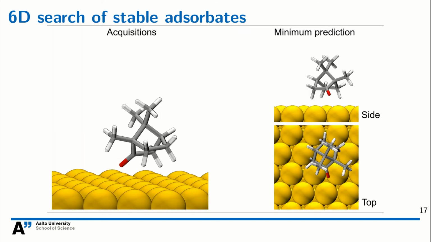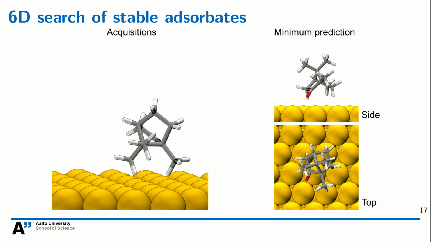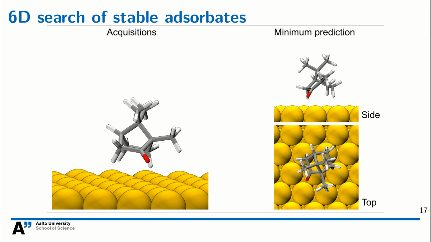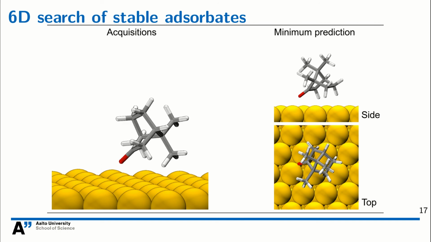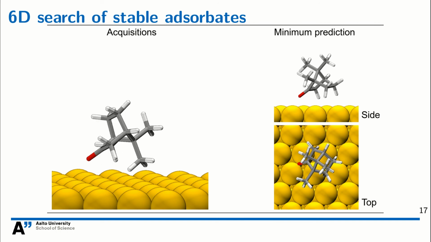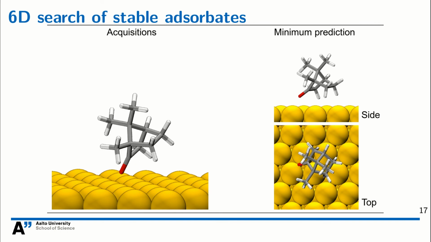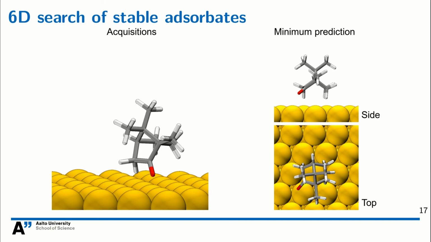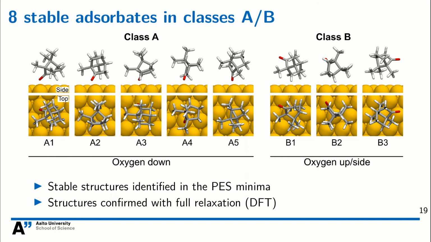Here is how the search progresses. Here on the left we see all the different energy acquisitions that BOSS is doing. And as we see, BOSS acquires many different orientations and locations of the molecule to converge the complete energy landscape. And on the right we see the currently predicted global minimum. And then from the converged model we locate the minima using the built-in local minima search functionality of BOSS. We identified 8 different stable structures.